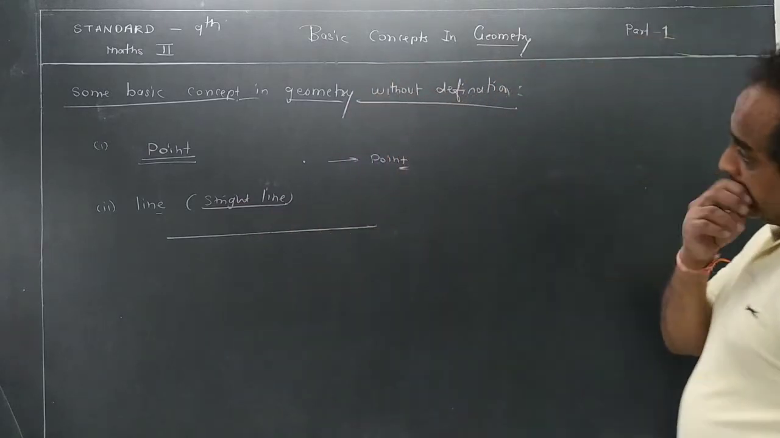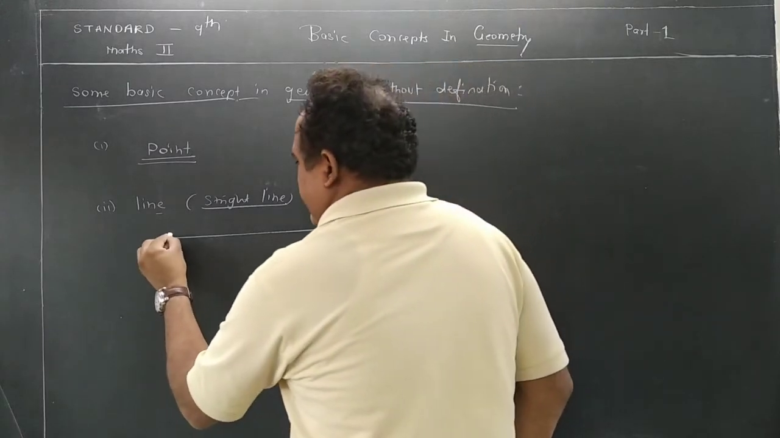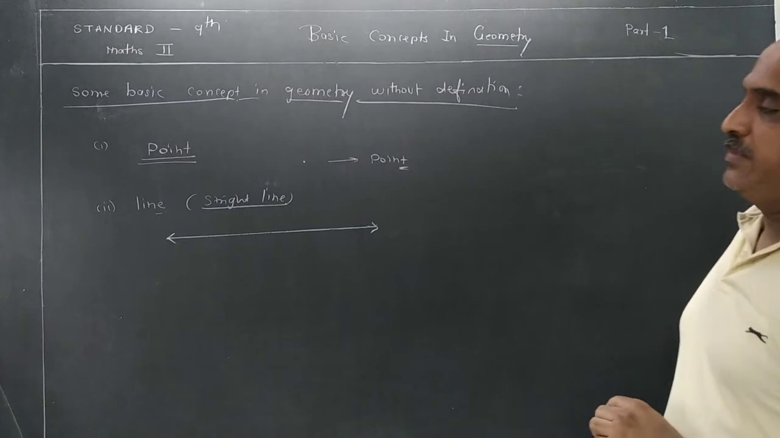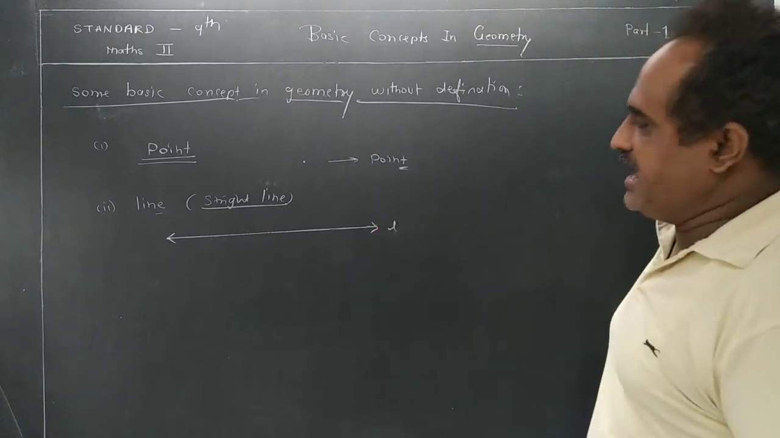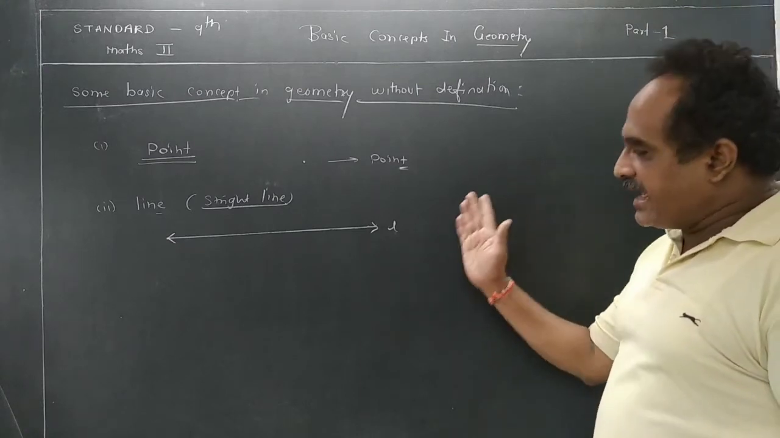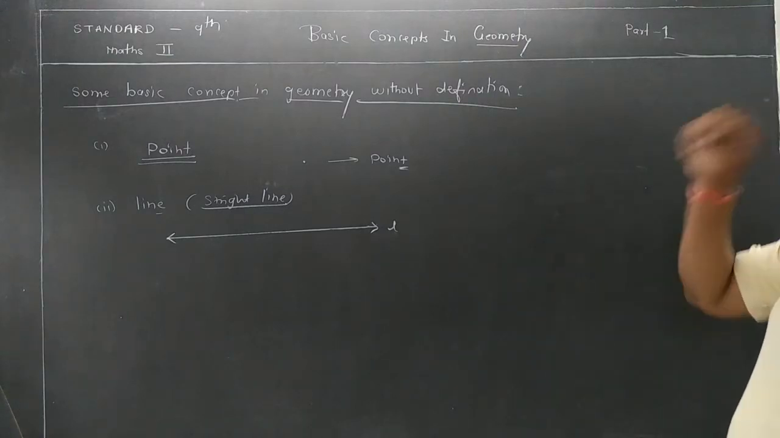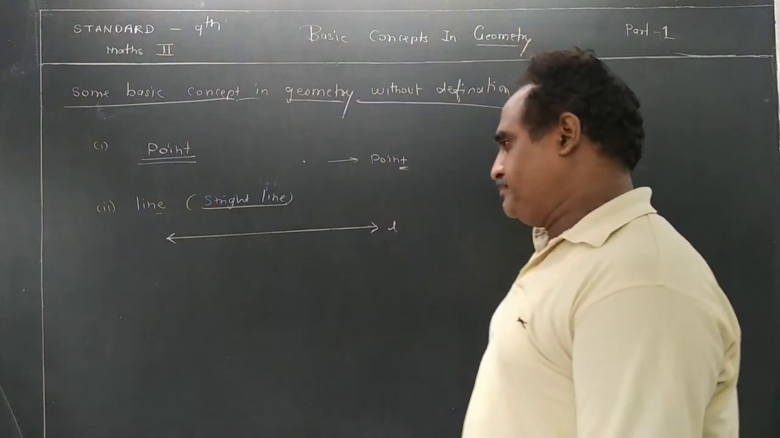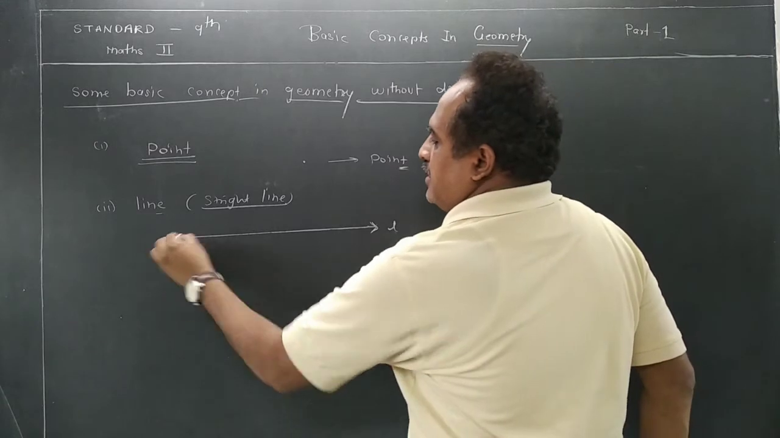Okay, we use the word line, but you have to take it as what? Straight line. One more thing is there. These arrows are given, and the name of the line or straight line is given by what? Small letters. Usually you are using line L, line M, line N. Okay, so once again, a straight line is called as what? Line.